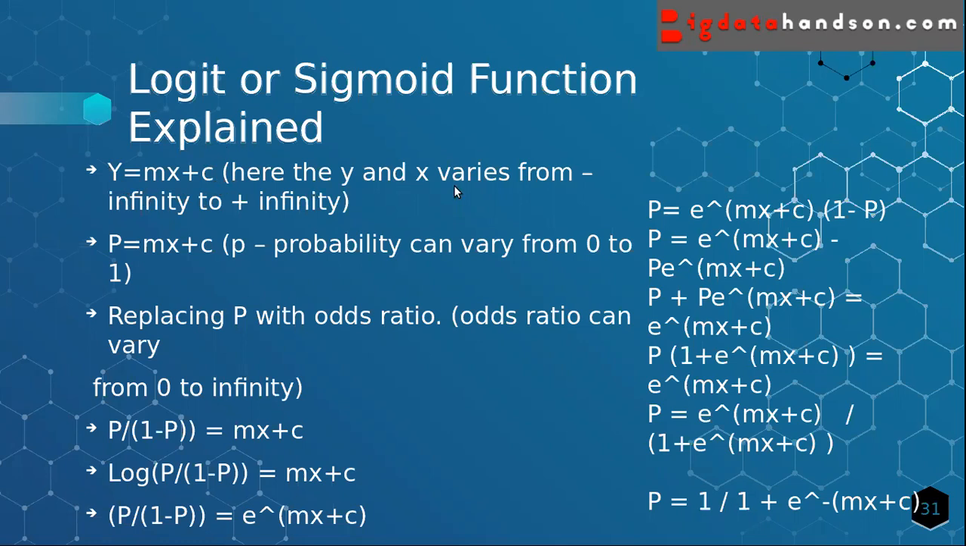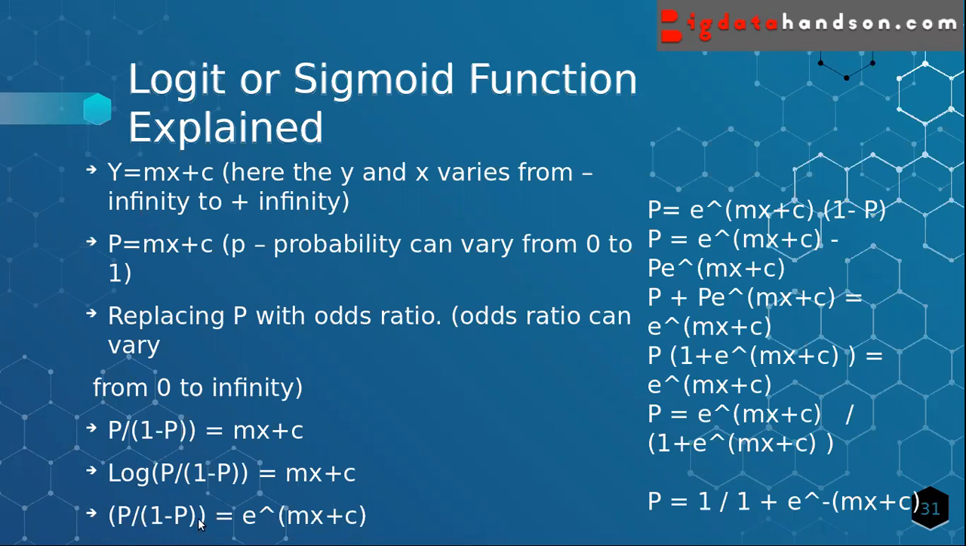Here the y and x vary from minus infinity to infinity because it's a regression equation. So now we are converting the y into p. P means the probability. So now the probability will vary from 0 to 1, right? And replacing p with the odds ratio can vary from 0 to infinity. So now we are taking p by 1 minus p equal to mx plus c. We are taking log. Okay, to remove the log we'll take e power on both sides, and then it will come e power mx plus c here.